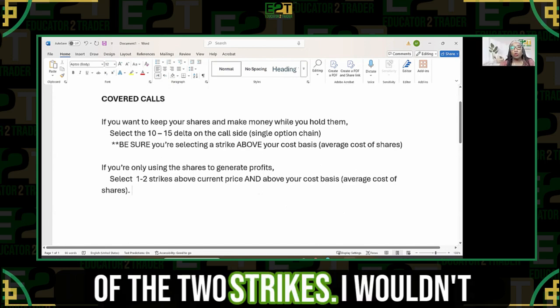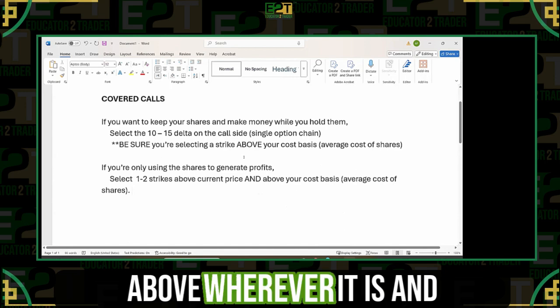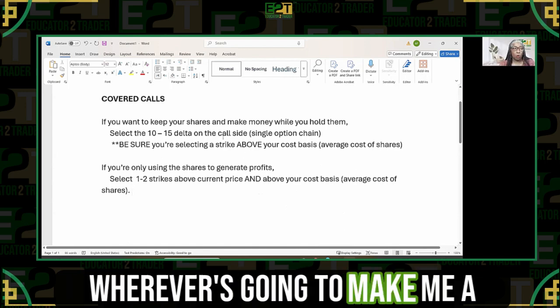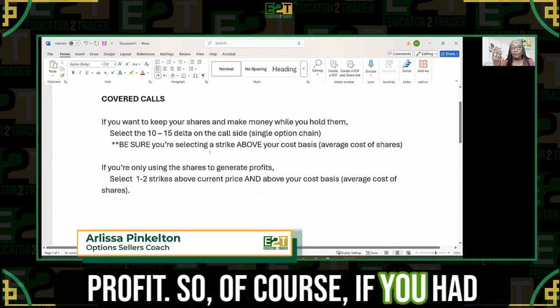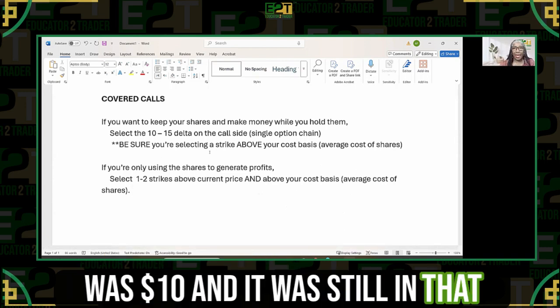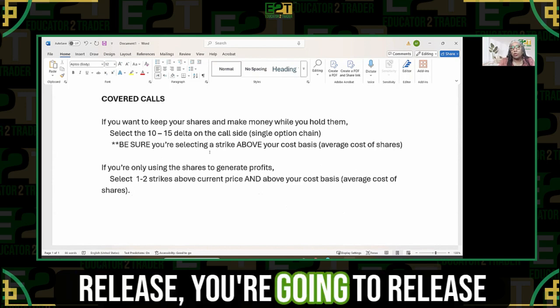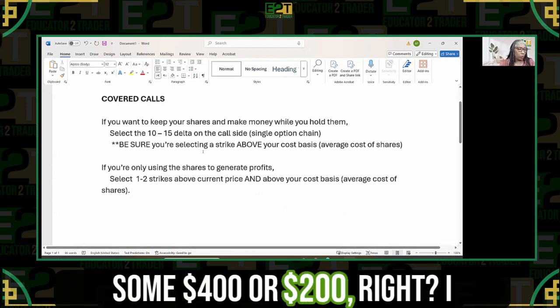I would just pick 1 to 2 strikes. I wouldn't even be concerned about the delta. I would just go above wherever it is and wherever it's going to make me a profit. So for example, if you had the shares and your cost basis was $10 and it was still in that area, I would probably pick 11 or $12, because once they release, you're going to release them for $100 or $200, right?